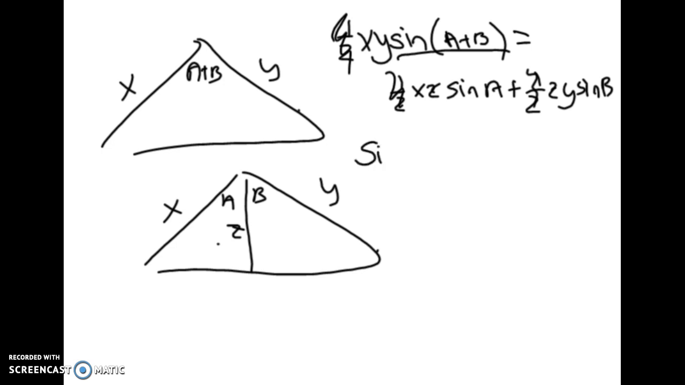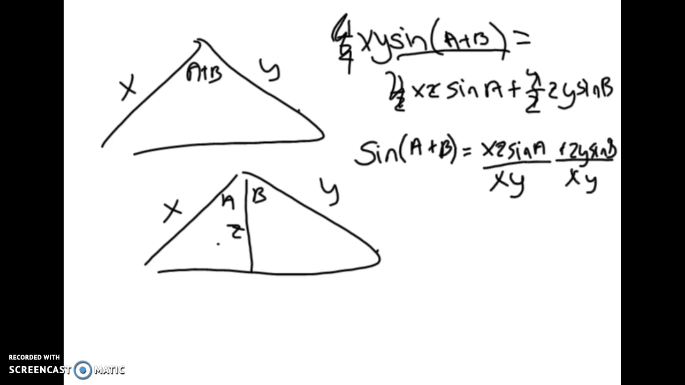So then we have the sine of a plus b equals xz sine a plus zy sine b. Okay, we're getting messy. And that's over xy. Do you notice how I divided everything by xy? Are you with me on that part? Okay, see this xy? So I divided this by xy and this by xy. Yep, are you good there? Because I'm trying to isolate this thing by itself.